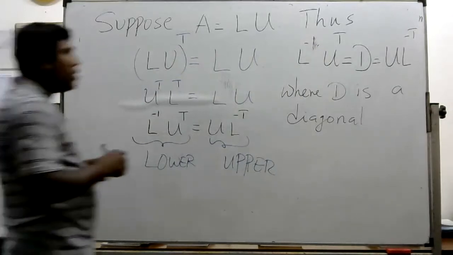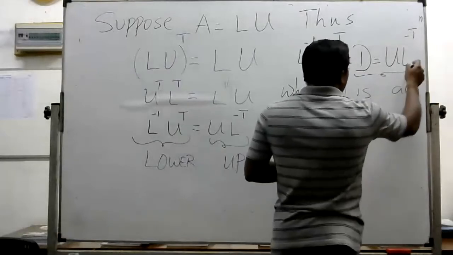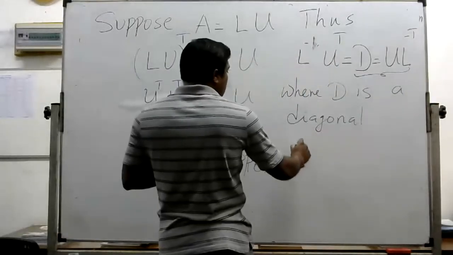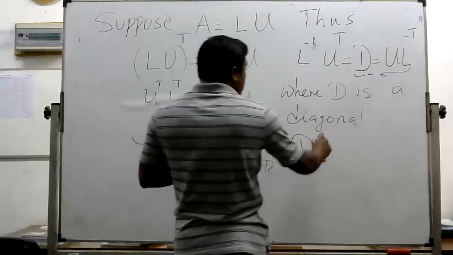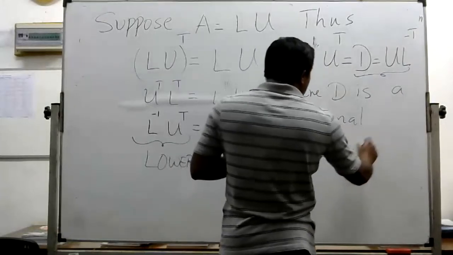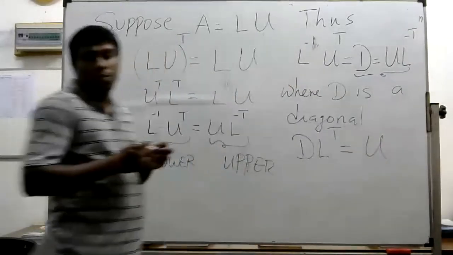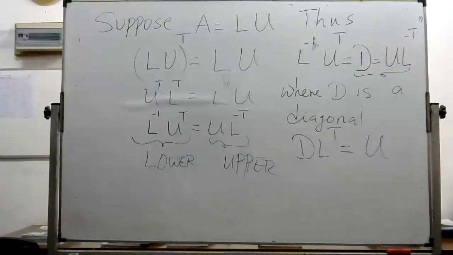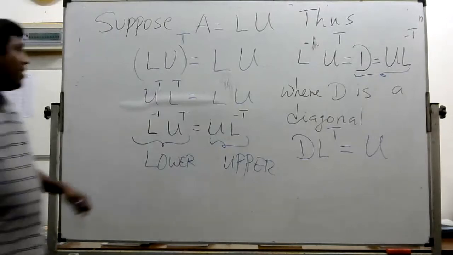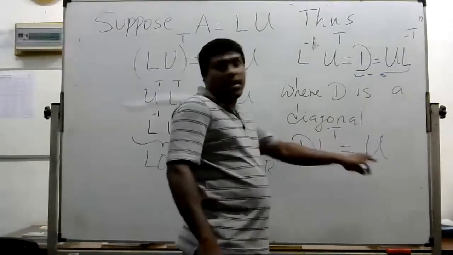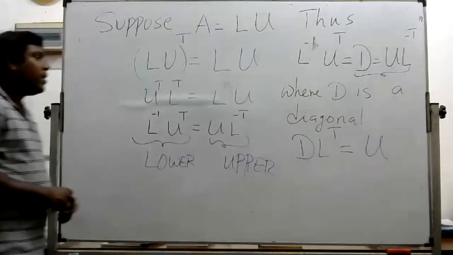So then if you combine these two, right, you can see that D times L transpose is U. Right? So when you combine these two, you get D times L transpose is U. Right, so you have D times L transpose is U, right?